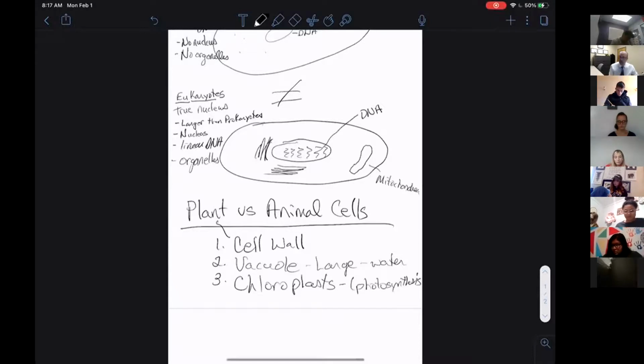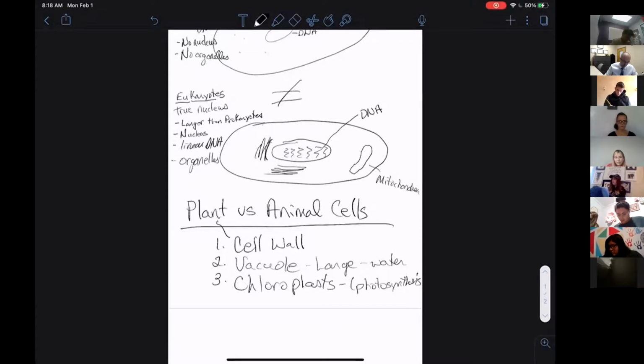Does everyone know what photosynthesis is? Give me a thumbs up if you know what photosynthesis is. Just the basic idea of it. It looked like I see just about all thumbs up. So yeah, photosynthesis is how plants make their own sugar. In case you didn't know.